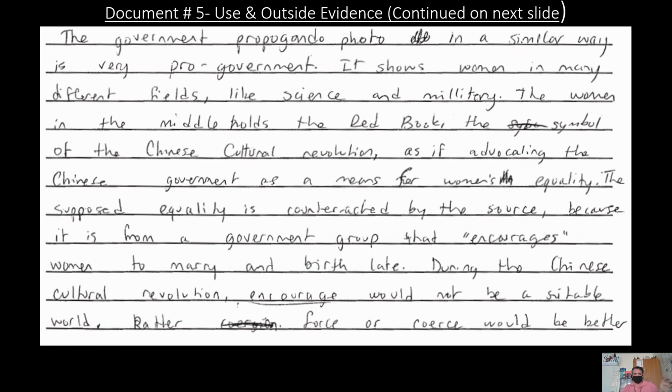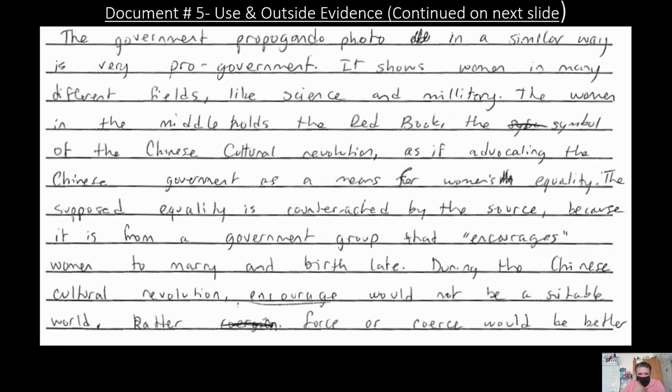Here, we've got document 5 being used, so you get this kind of counting towards points of use in the document, but you also get a little bit of outside evidence thrown in. The government propaganda photo, in a similar way, is very pro-government. It shows women in many different fields, like science and military, excuse me. The woman in the middle holds the red book, the symbol of the Chinese Cultural Revolution, as if advocating the Chinese government as a means for women's equality.